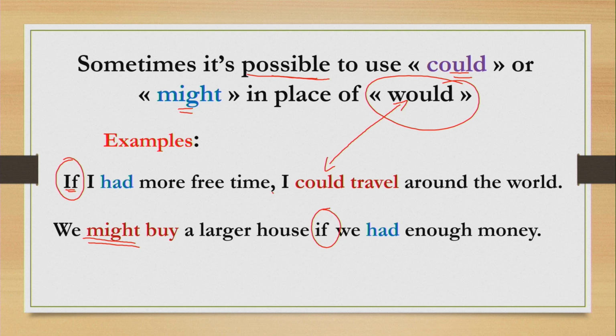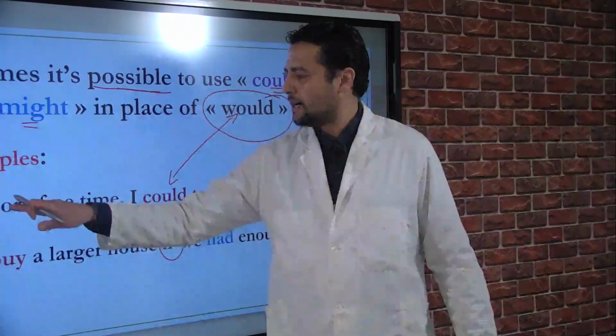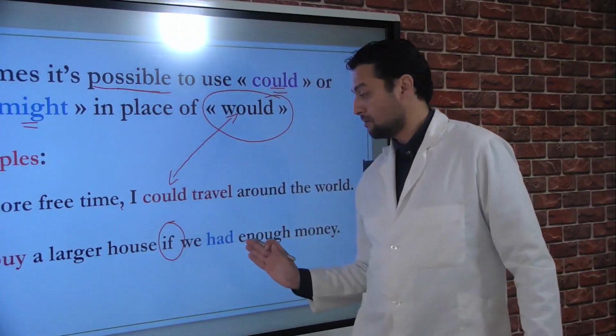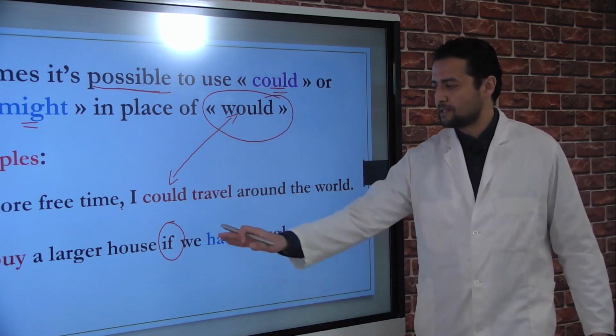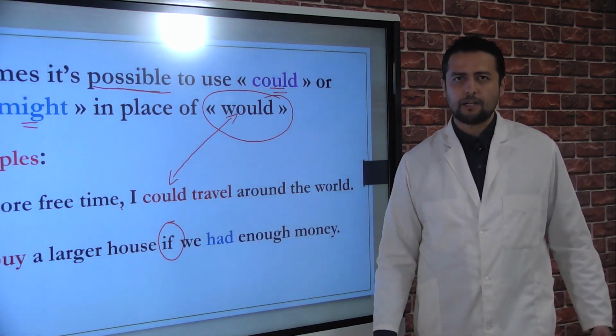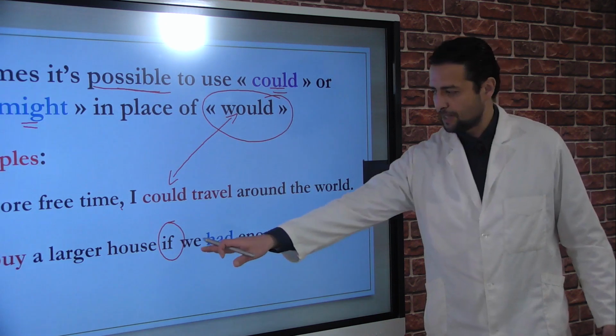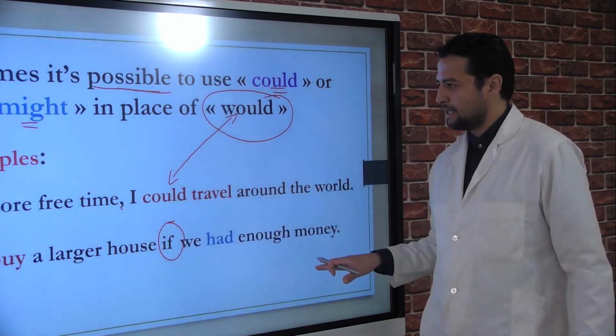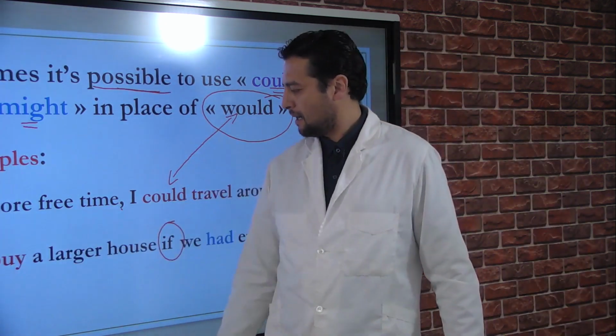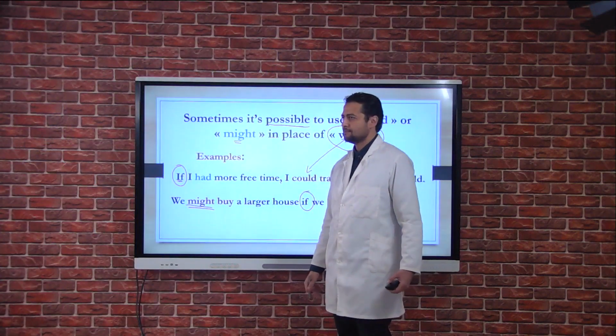But we can do it both ways. For example, "If I had more free time, I could travel around the world." Can you do it the other way? Yes, that's it. We can say "I could travel around the world if I had more free time." And in the second sentence, we can start with the if clause: "If we had enough money, we might buy a larger house."